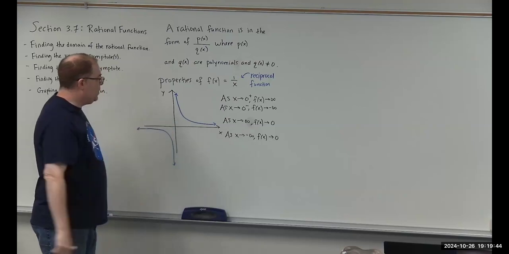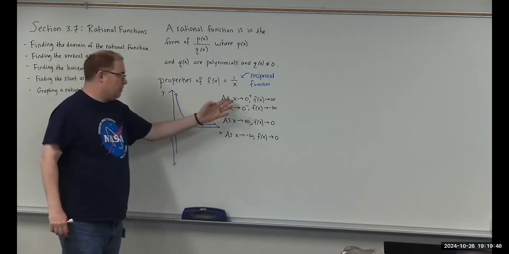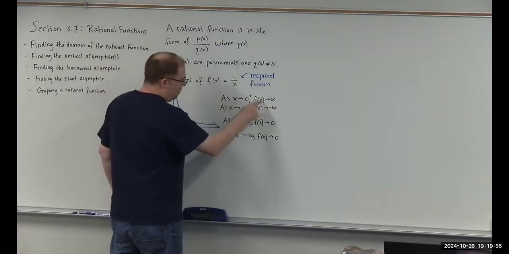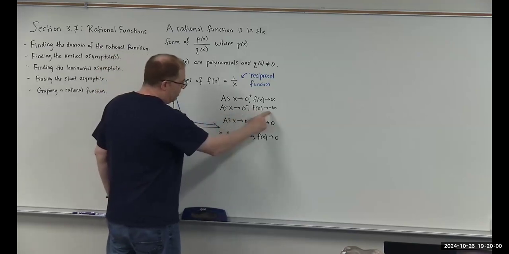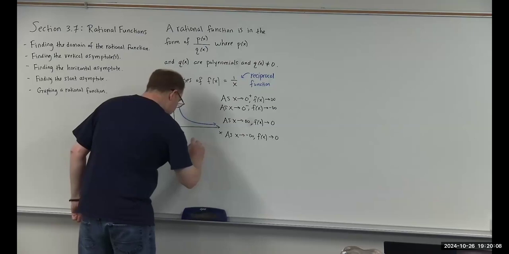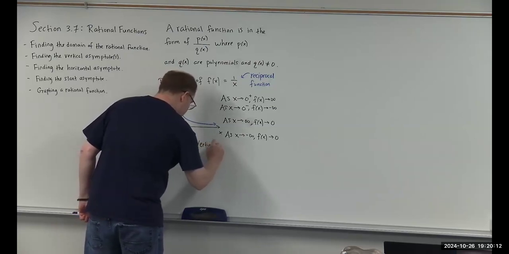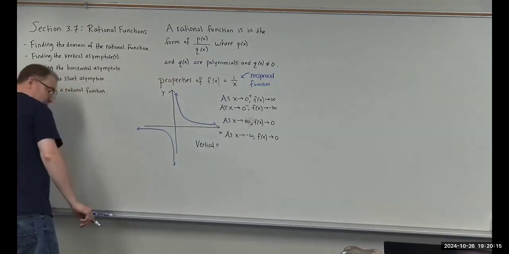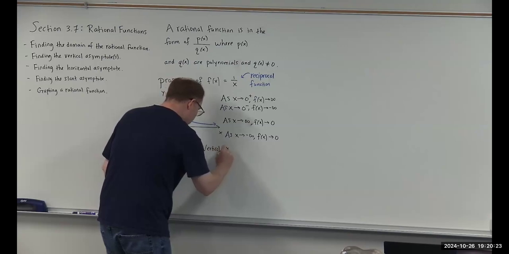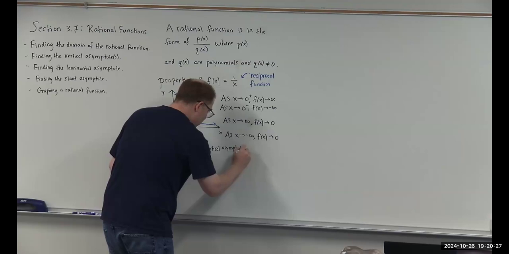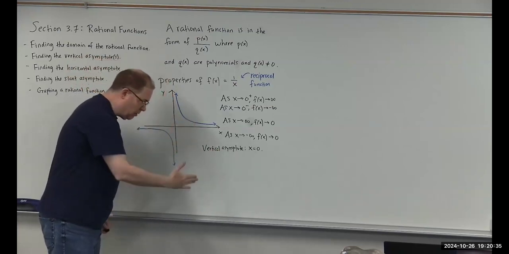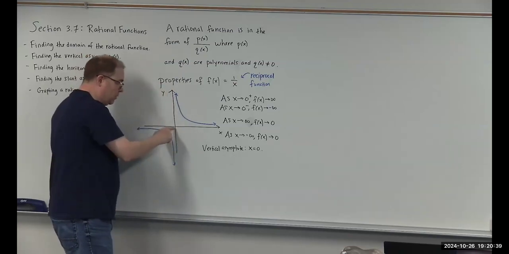All right. So based on this information, as x approaches zero from the right, function values go to infinity. As x approaches zero from the left, the function values go to negative infinity. So we call x equals zero a vertical asymptote. A vertical asymptote involves a vertical line. So this is x equals zero going through the origin here.